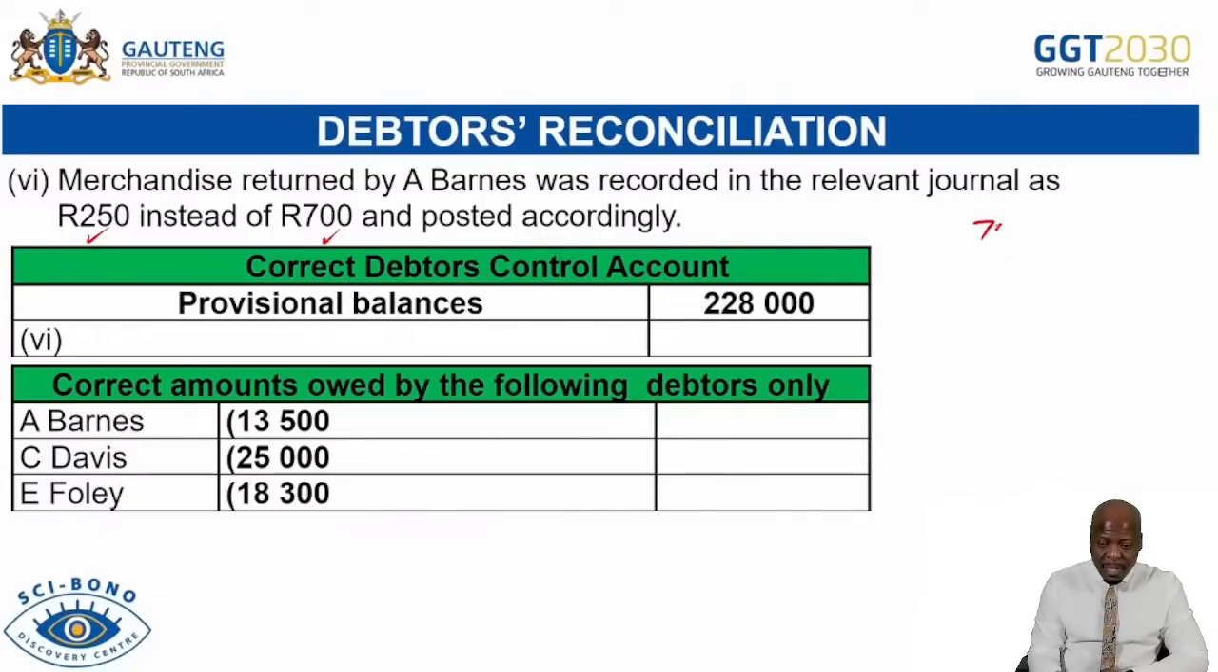So the difference is simply 700 minus 250. That's going to give us 450. This is a return, which is a minus, was recorded as 250. So we have recorded less of a return. We've recorded less of a return.